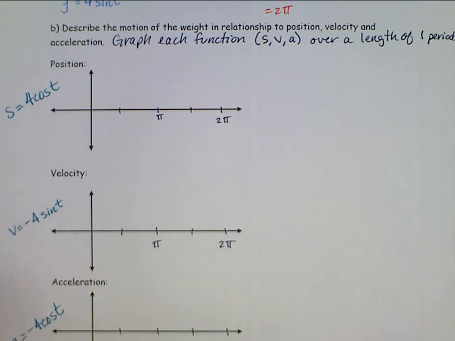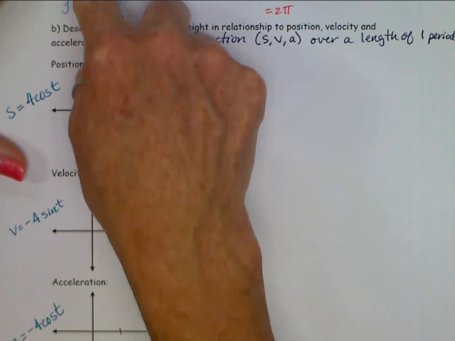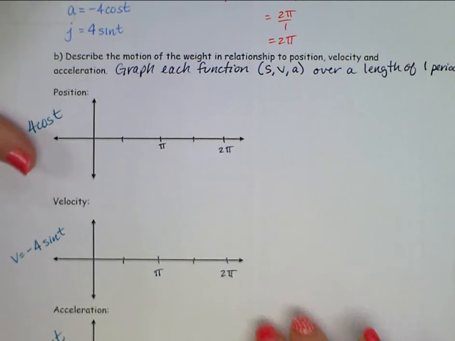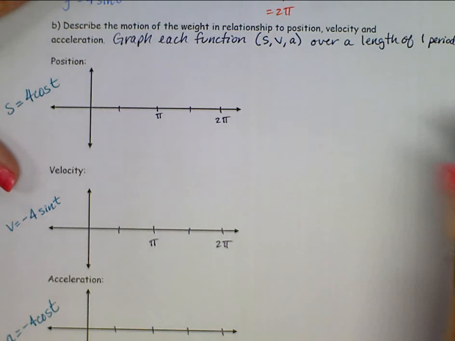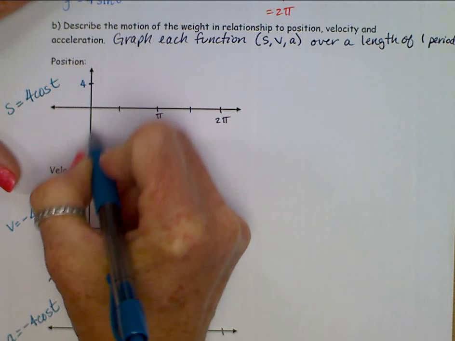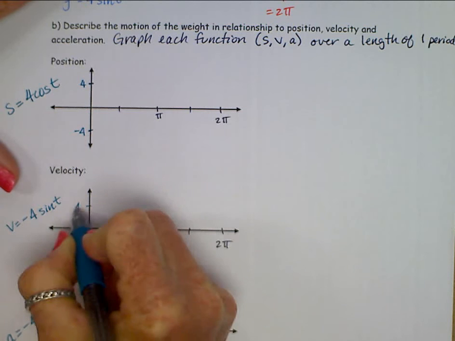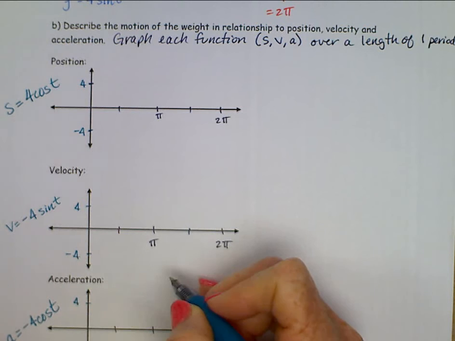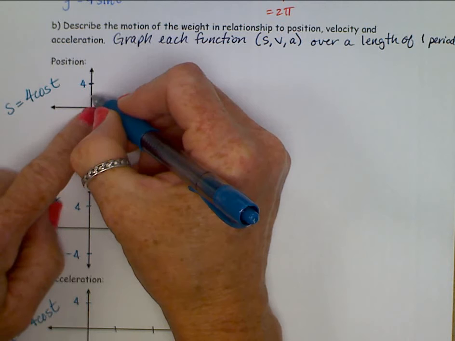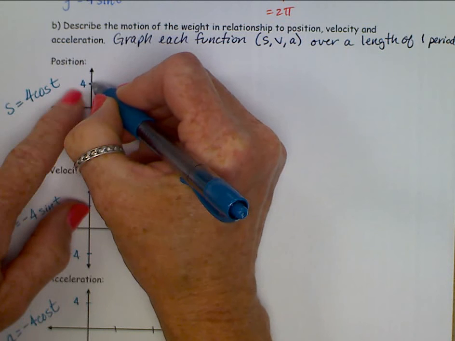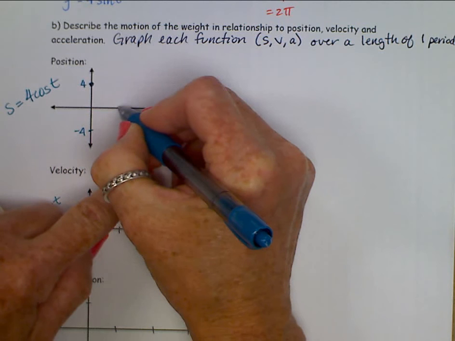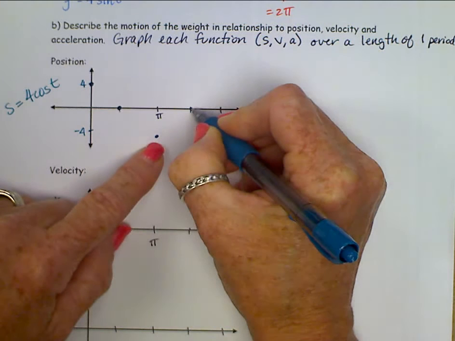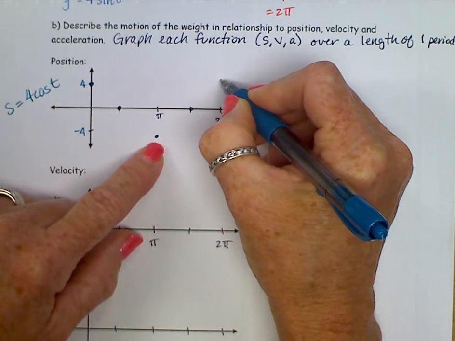All right, we're going to graph these. And remember, this A value tells you amplitude. So I know that the height of each of these is 4 and negative 4. A cosine curve started normally at a height of 1. This time we're going to start at a height of 4. And cosine at pi over 2 is back at 0, and at 2 pi back at 4.